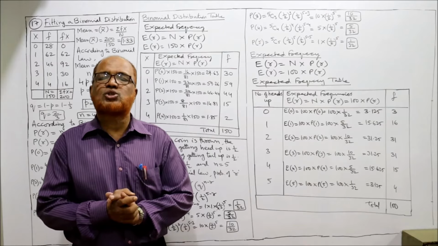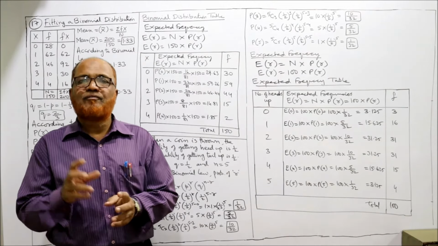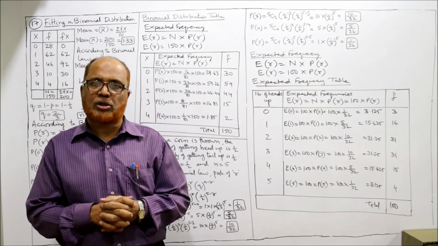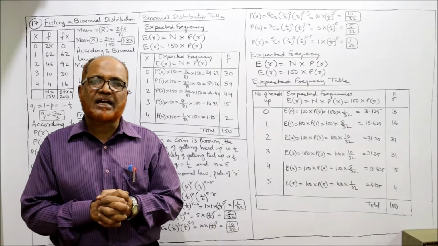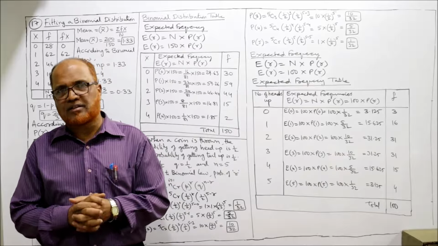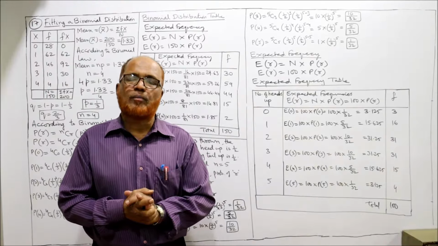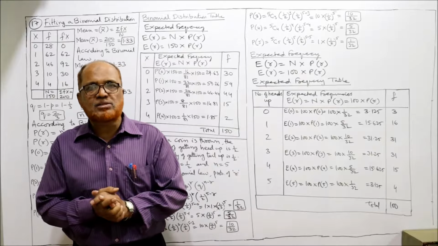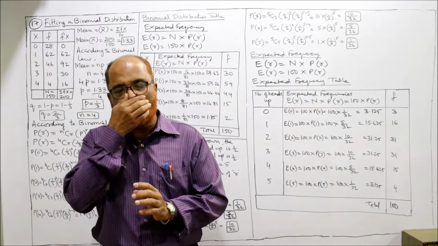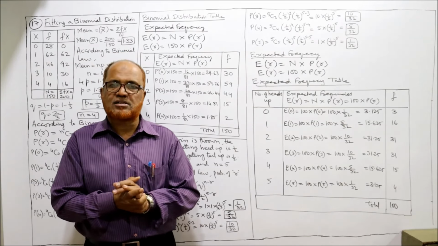These two problems are important. Normally, they will ask in an examination about fitting the binomial distribution or finding the expected frequencies as per binomial distribution. This is the method. So we have completed 18 problems on binomial distribution. Before that, I explained what binomial distribution is, what the formula is, what the characteristic features are, and what assumptions we have discussed.